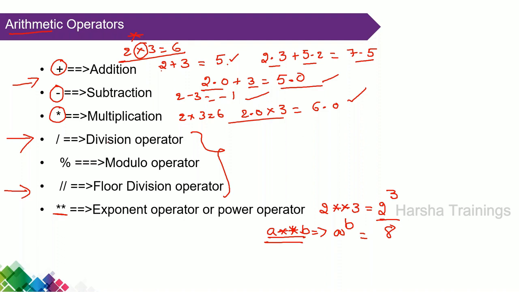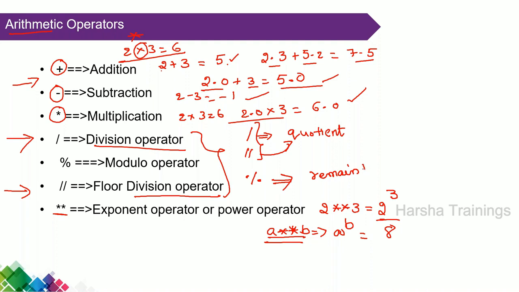Slash is called division operator. Double slash is called floor division operator. Whatever it is, the symbol slash is a division operation. Whenever we are performing division between two numbers, the result is quotient, either single slash or double slash. And percentage, this is the symbol, it is called modulo division. The result of the modulo division is remainder.